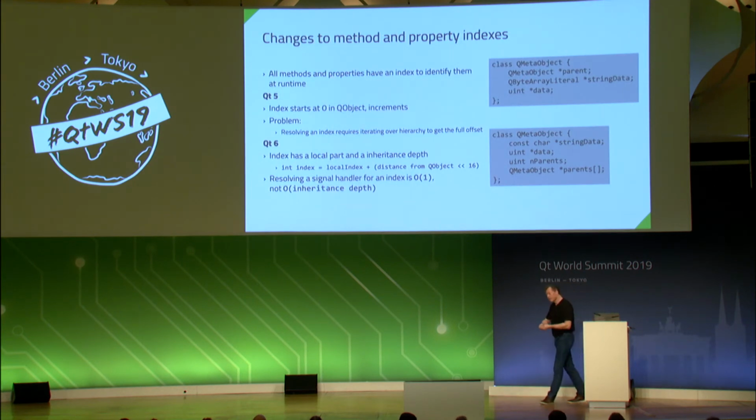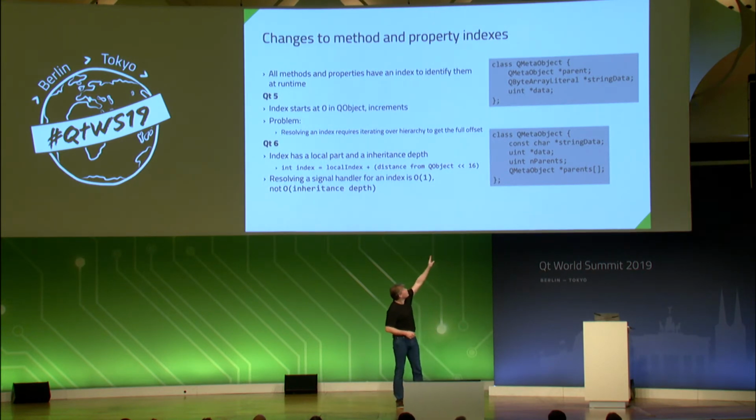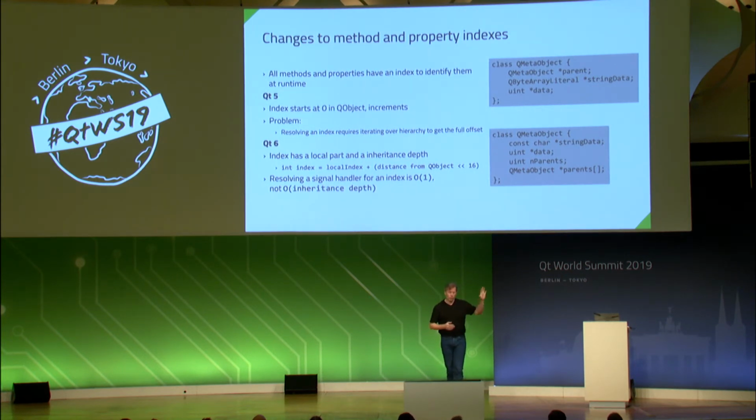Also, going into the meta object system, what we have in Qt 5 is the top meta object. You have a meta object, and it has a pointer to the parent meta object. This reflects the QObject hierarchy. So if you have a QObject and then QWidget deriving from QObject, the meta object for QWidget will have a parent pointer that will point to the meta object of QObject. Then you have additional data in there for string data and other data.